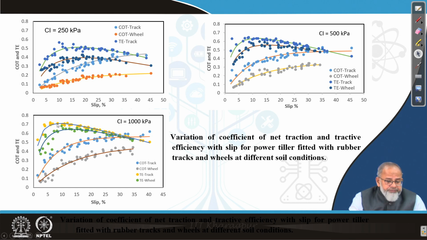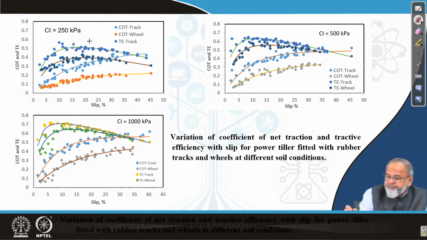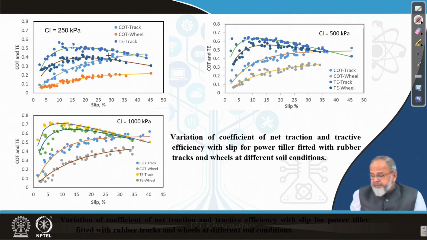So we are getting tractive efficiency. If you look at this figure, we are getting tractive efficiency for a wider range, that means this maximum from here to here. Corresponding to that, the pull to weight ratio is quite large, in the sense from 0.2 to 0.34. So for a wider range of NTR, you are getting maximum tractive efficiency. So that is a plus point in case of power tiller when it is fitted with tracks.